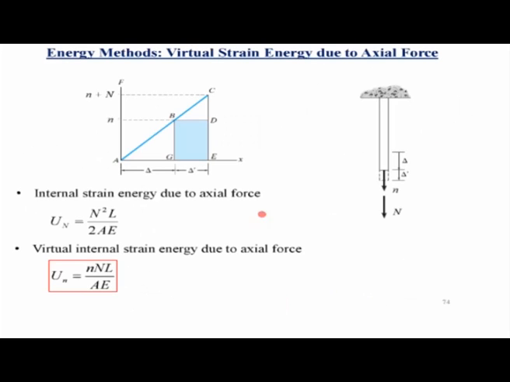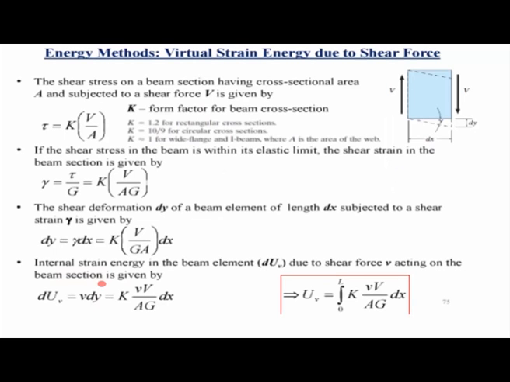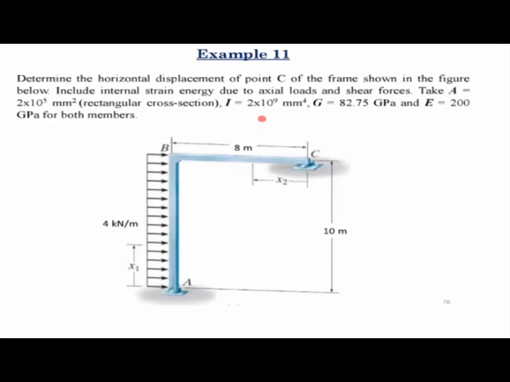In the previous slide, we saw the internal strain energy due to the axial deformation. So now what we'll do is we'll combine internal strain energies due to the axial deformation, shear deformation, as well as bending deformation, and calculate the deflection of a given point of a frame by considering all the three deformations. So we have that same frame which is subjected to a uniformly distributed load of 4 kilonewton per meter. It has a pin joint at A and a roller joint at C.